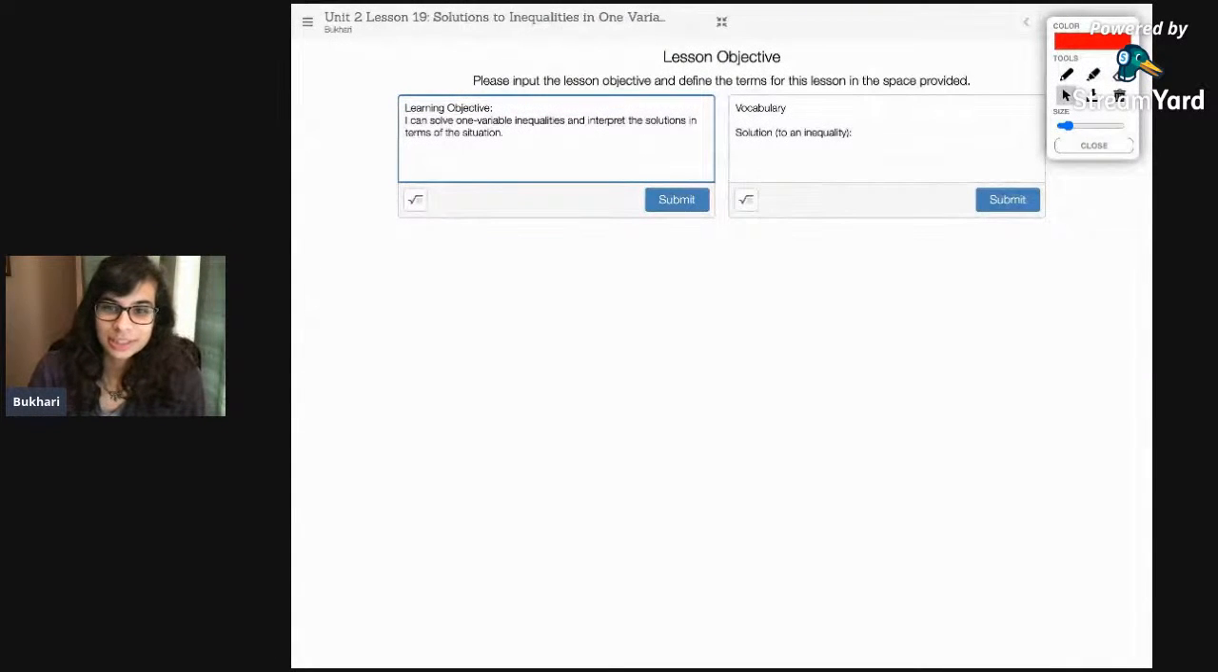Alrighty, welcome to lesson 19. This is continuing our story along our solutions to inequalities and our discussion last lesson about what it means to be an inequality and things like that. So today we're really continuing to talk about that. Today is focused on how we can solve one variable inequalities and how we can interpret that solution in terms of the situation. And so that is our objective for today. So let us get started.